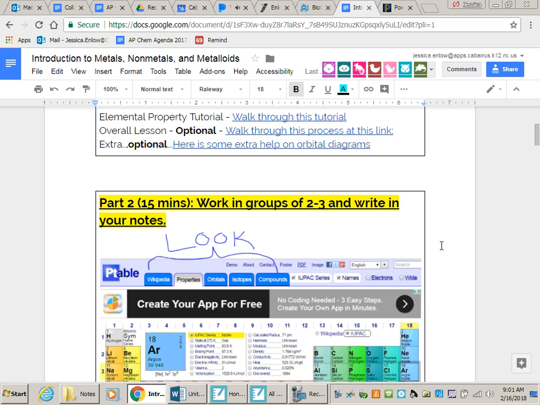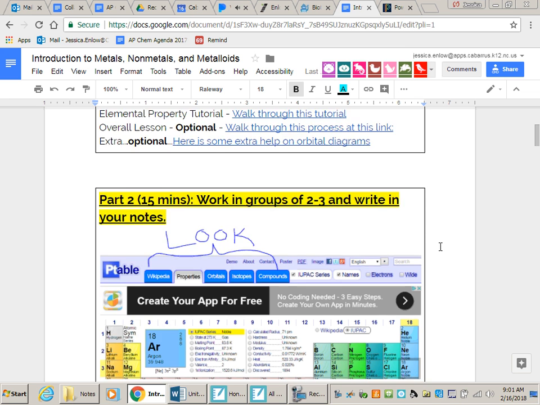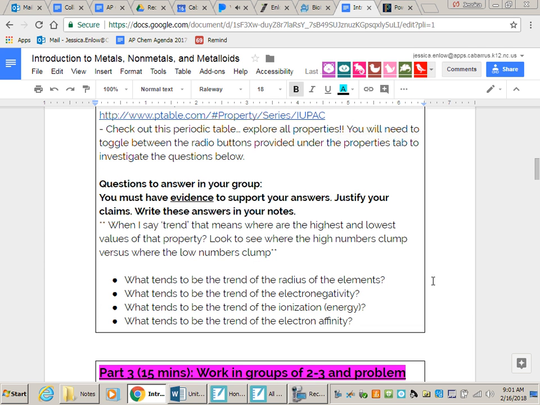After that, you'll be working in groups of 2 to 3, and you can include this in your notes because this is the start of your notes. This is the start of us talking about the periodic table more and then trends that relate to that. You can look here, see there's properties at the top, and then it tells you what to do according to your group work activities.